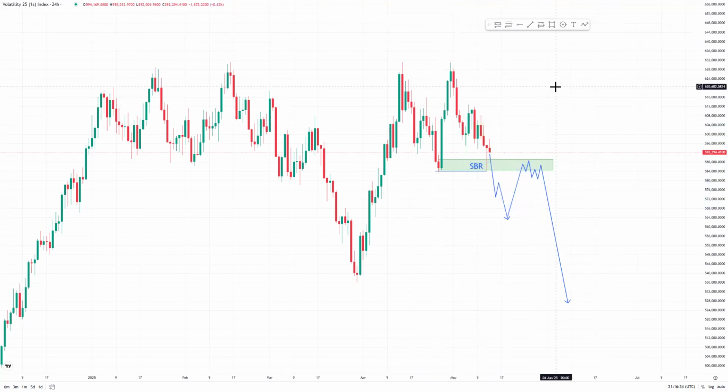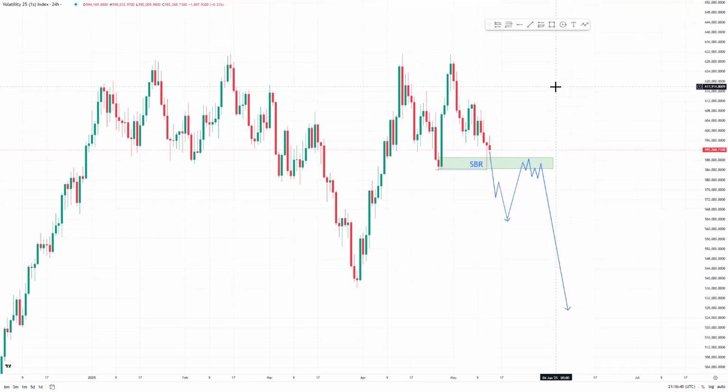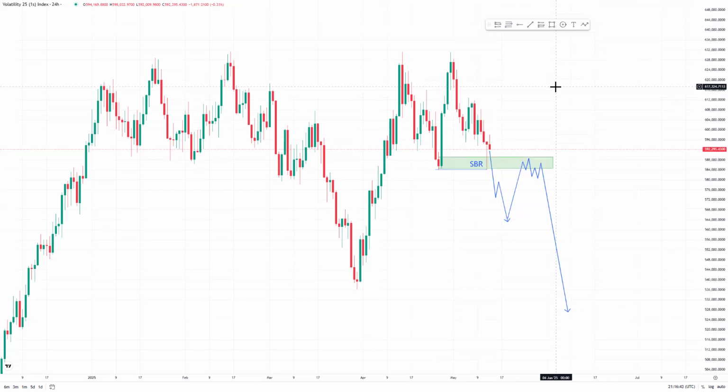It's not that hard. So this is what I'm seeing for Volatility 25s. This is what may happen. Something like this may happen. It will crash from here on the 24 hours time frame, and it has been selling already, like for days now.